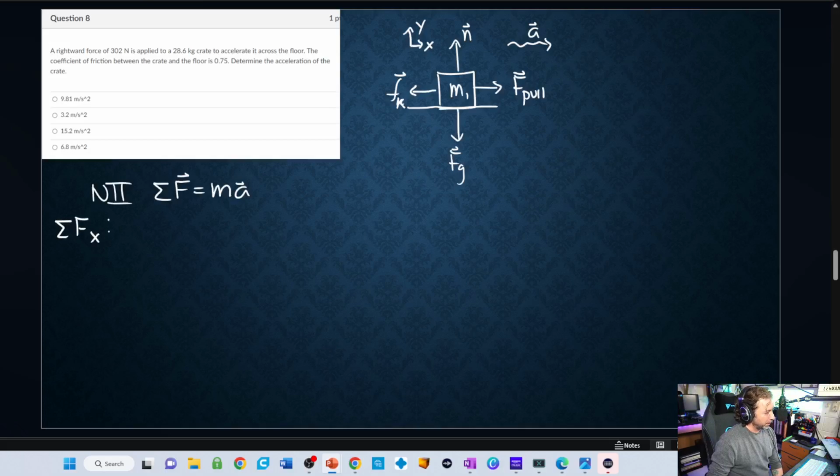And so let's see, what do we got? We got F pull minus force of kinetic friction is equal to ma. Why is it ma? Because it is accelerating to the right in the positive direction.